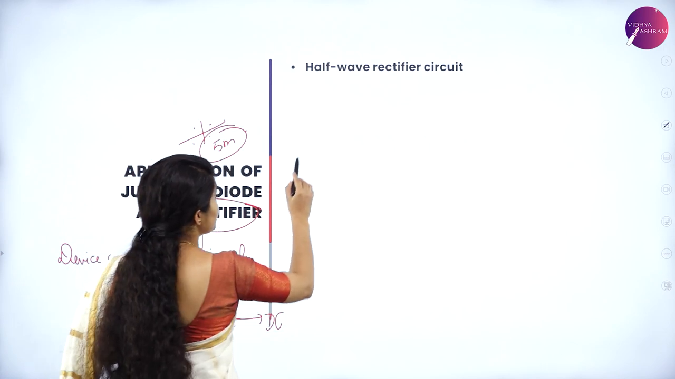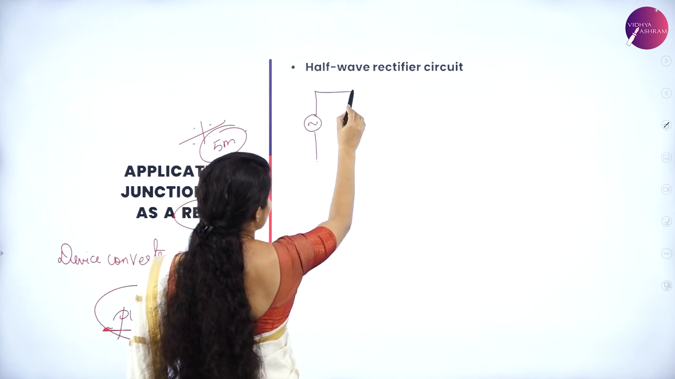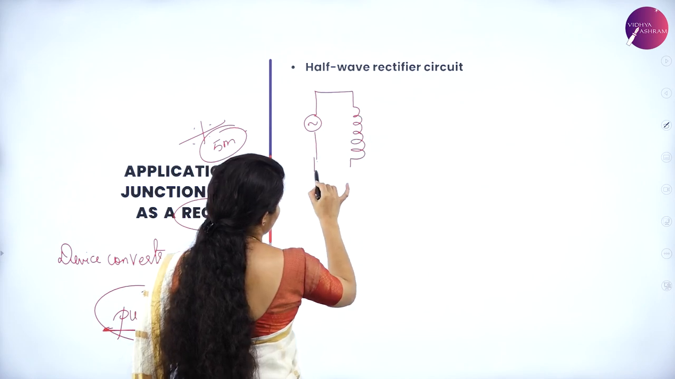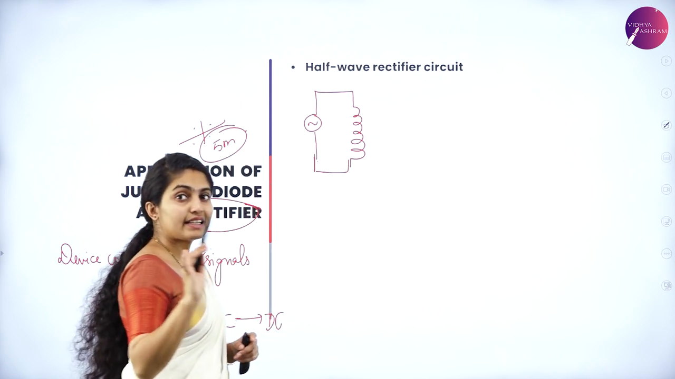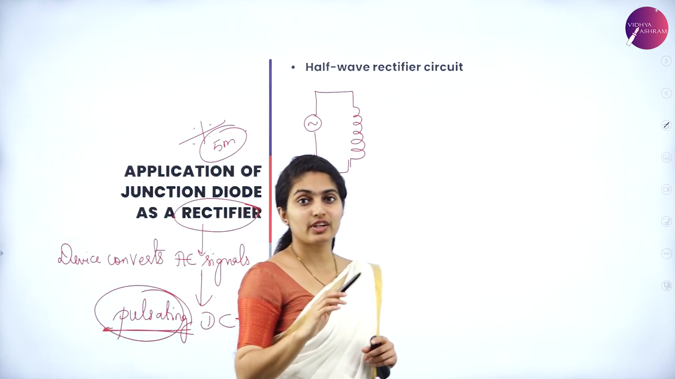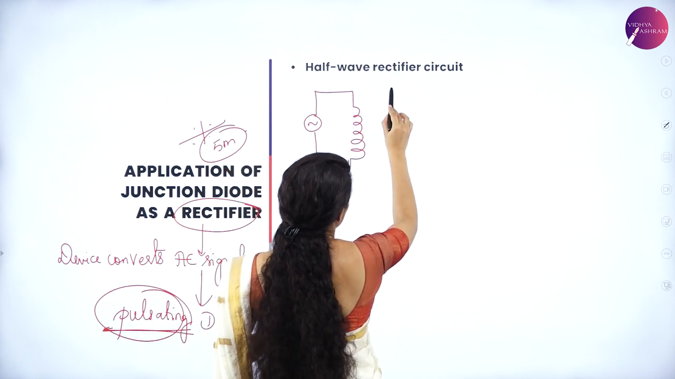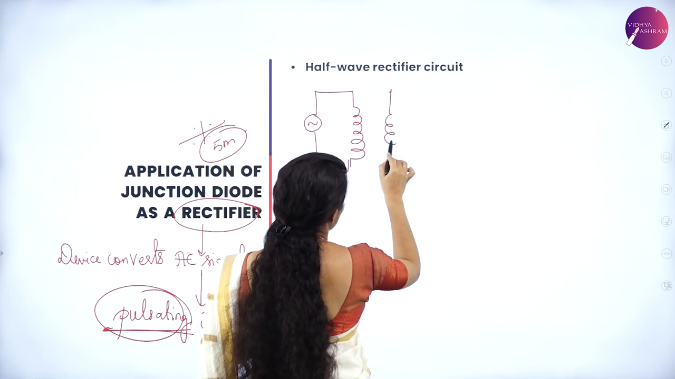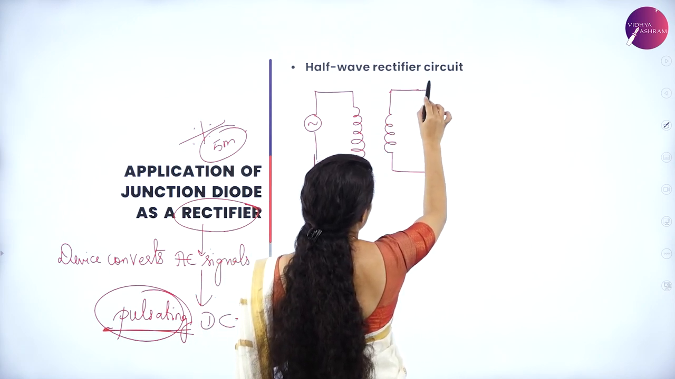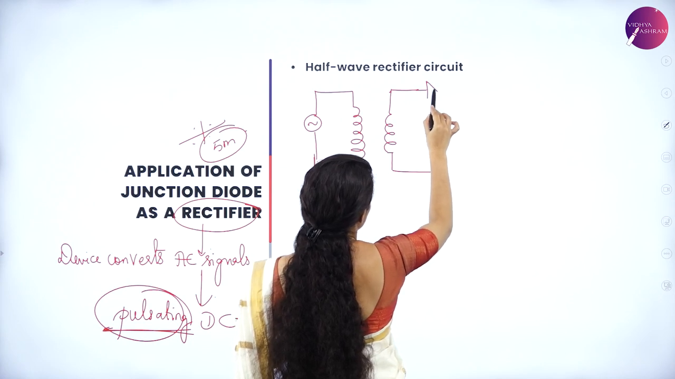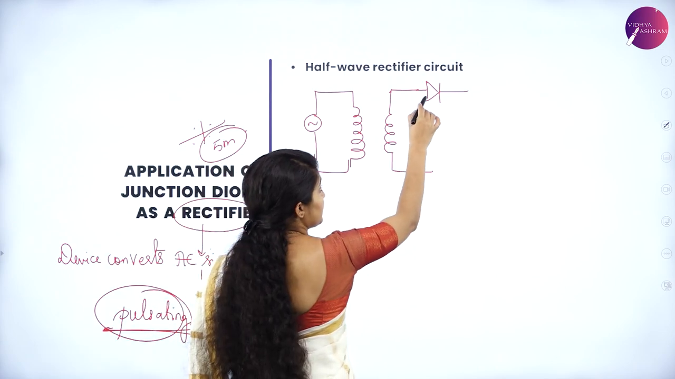First of all, let us go with the circuit diagram. Here we have a circuit. So this is an inductor. This rectifier works on the step down transformer principle. Here we have fewer coils in the secondary circuit, so it has to go in this manner, and we need to connect a diode. The diode is given in this manner.